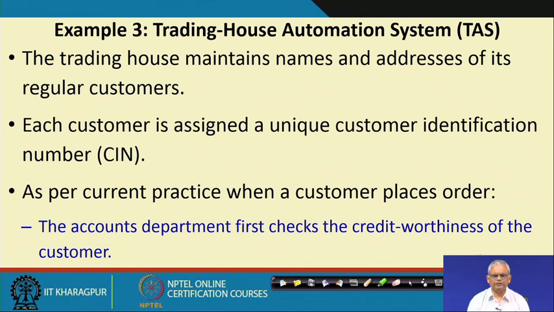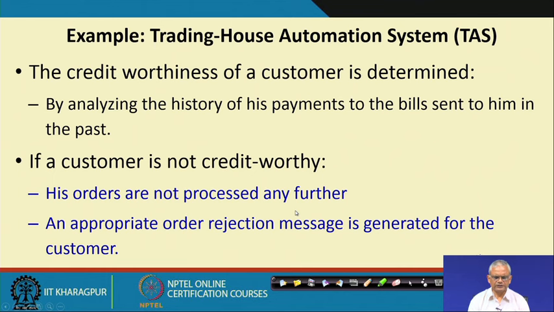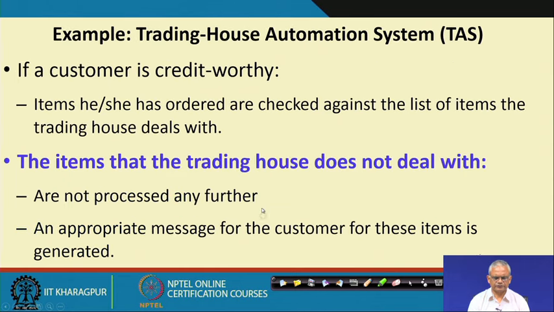And when one of the registered customers places an order, then the accounts department checks the credit worthiness of the customer. The credit worthiness is checked by finding out the payment history of the bills sent in the past. If the accounts department says that the customer is not credit worthy, then his orders are not processed further, and a rejection message is issued that sorry, we will not be able to handle your request.